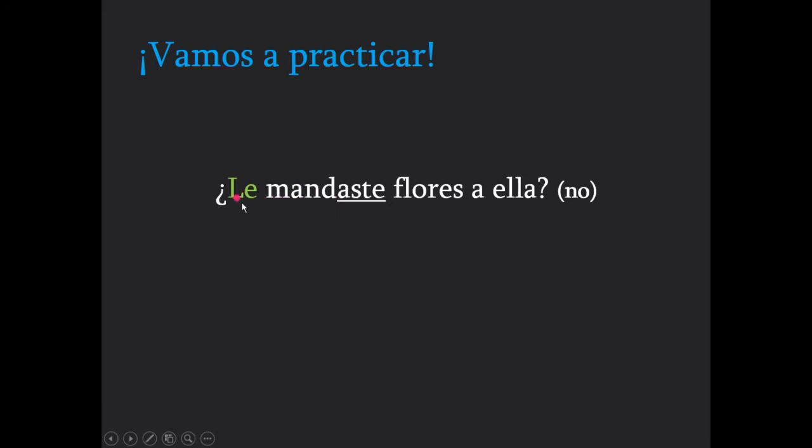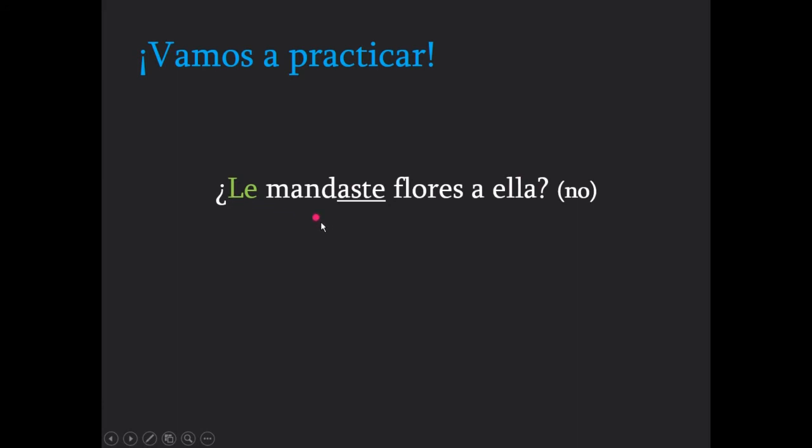Le is our indirect object pronoun. And notice le is clarified at the end with a ella. If we didn't have a ella here, there would be no way to know if le meant to him or to her. So imagine a ella is not there, and I just said le mandaste flores. You wouldn't know if that says, did you send her flowers? Did you send him flowers? But it's clarified at the end. So in a lot of cases, especially when you ask a question, you have to ask it with clarification on the end, just so you know who the le is.